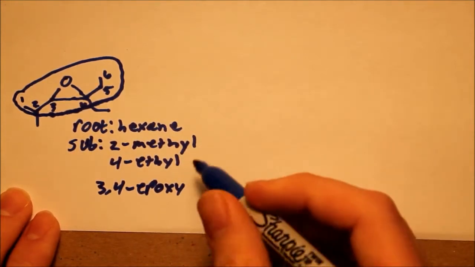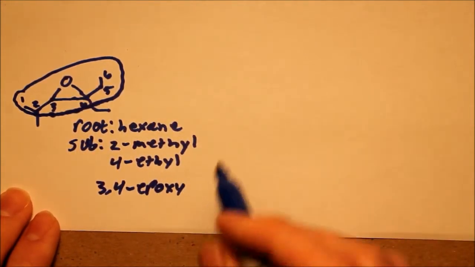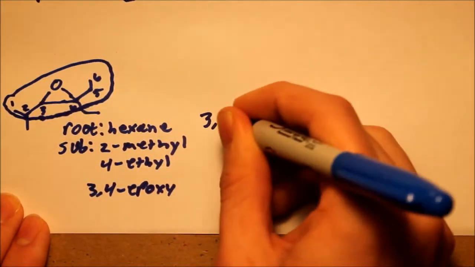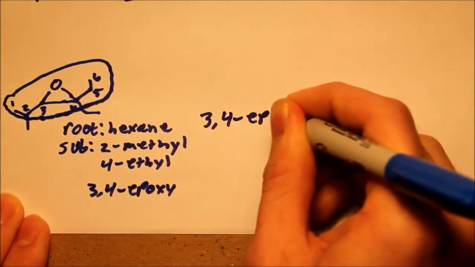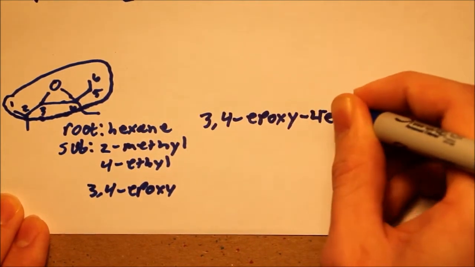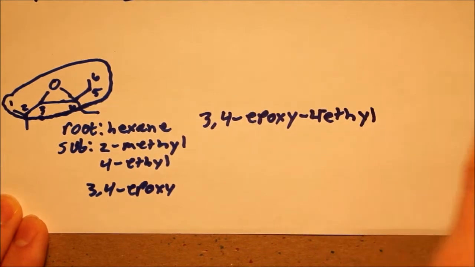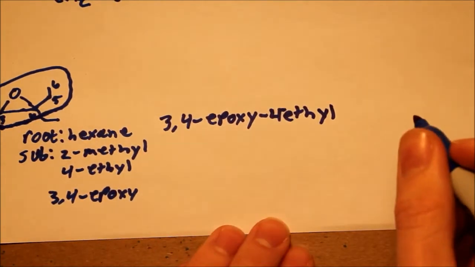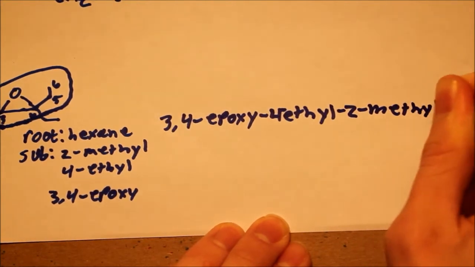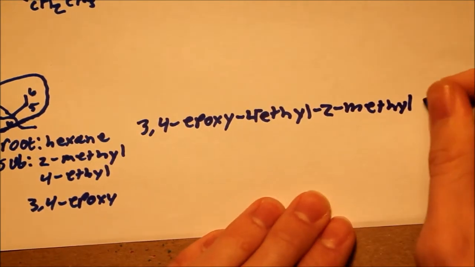Well, epoxy comes before ethyl, so if we want to name this, we just say, oh, 3, 4 epoxy, 4 ethyl, dash in there, 4-ethyl, 2-methyl, hexane.